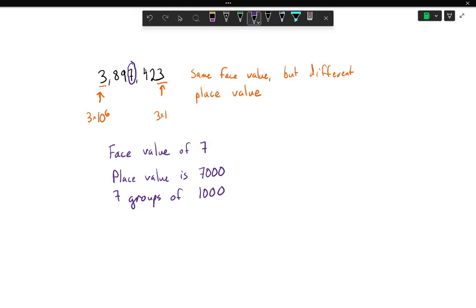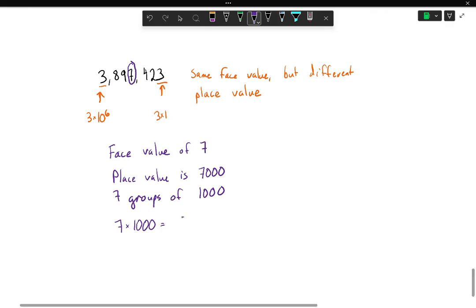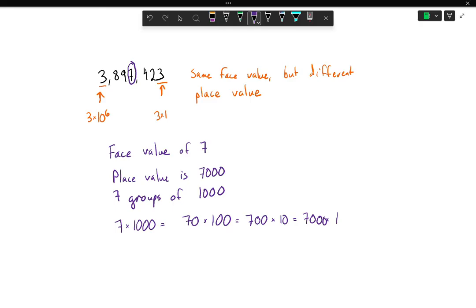Let's talk about that 7,000, the different ways we can think of it. 7 times 1,000 is the same as 70 groups of 100. But that's also the same as 700 groups of 10, or 7,000 ones. These are all correct ways to interpret that place value as 7 1,000s, 70 hundreds, 700 tens, and 7,000 ones.